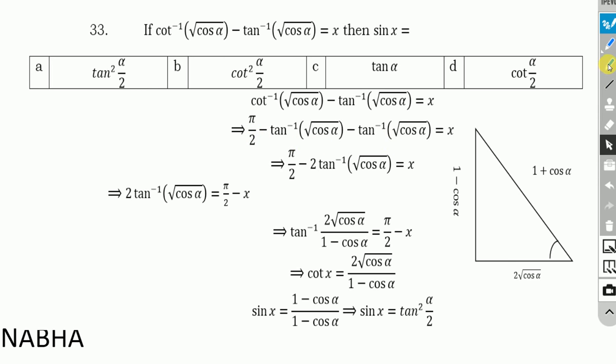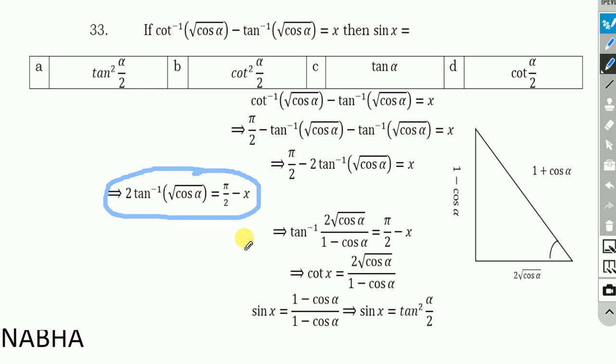Now minus tan inverse of root of cos alpha minus tan inverse of root of cos alpha becomes 2 tan inverse of root of cos alpha, which is equal to x. Pi by 2 minus 2 tan inverse of root of cos alpha is equal to x. Now 2 tan inverse of root of cos alpha is equal to pi by 2 minus x. Let us carry this to the right hand side and x to the left hand side. So we get 2 tan inverse of root of cos alpha is equal to pi by 2 minus x.